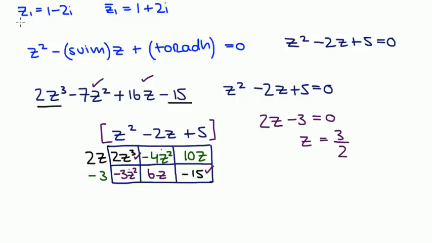So to recap, we're given one root at the start. We're told z1 is equal to 1 minus 2i. We therefore have the other root because from the conjugate root theorem we know the conjugate of z1 is also a root. We find the sum and the product of the two to build a quadratic equation. We divide that quadratic equation into the cubic in order to find the third root. So in this case we found that z is equal to 3 over 2.